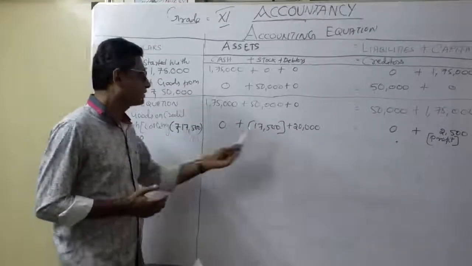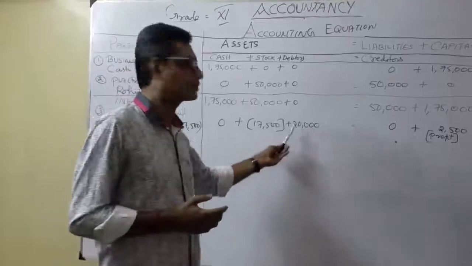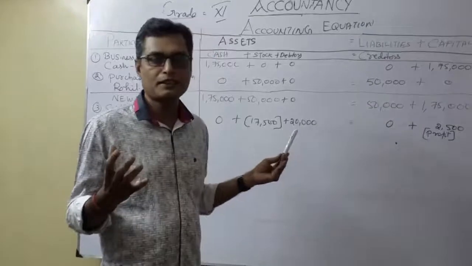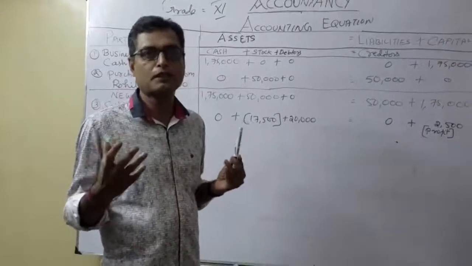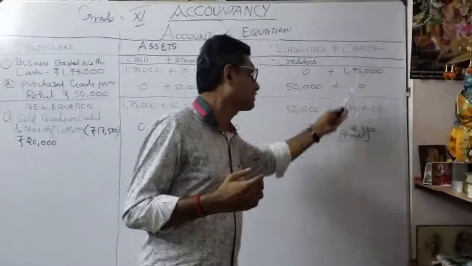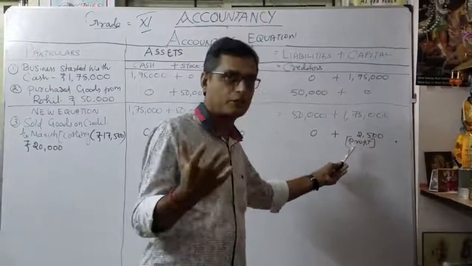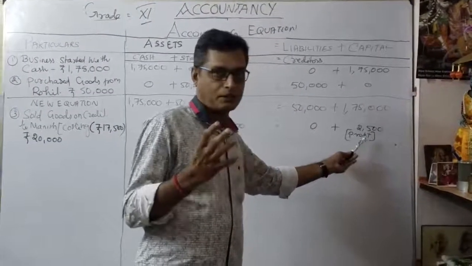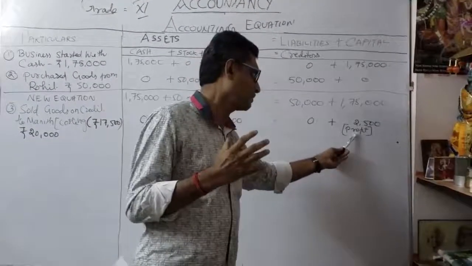Okay. Now see what are these 20,000 debtors? So 17,500 worth of goods you sold for 20,000. So definitely you sold goods at a profit only, correct? So how much is called profit? 2,500. I want to show it as capital, correct? That's why for you I mentioned underline within the bracket profit. Actually for understanding I shown what is the pattern.